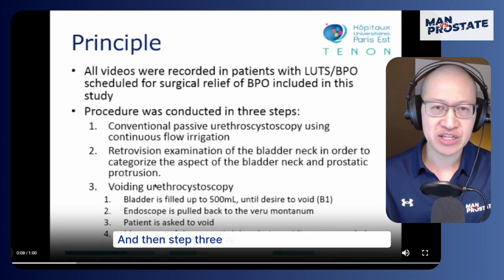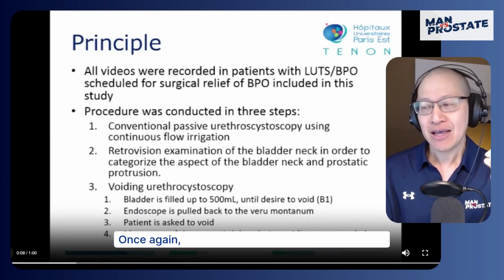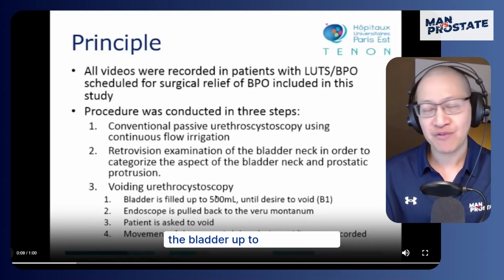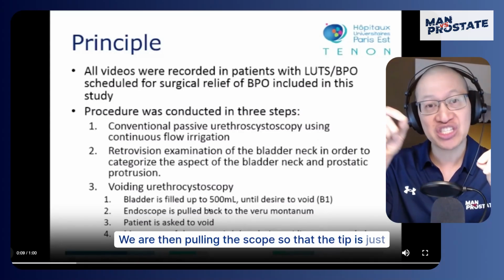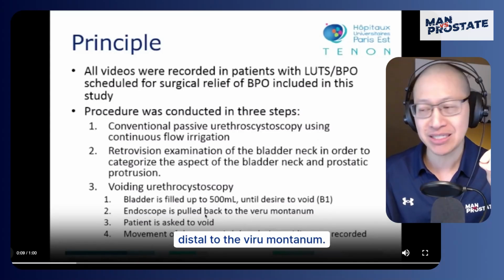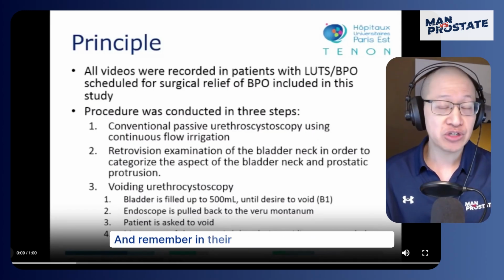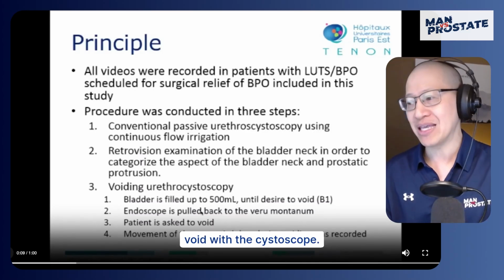And then step 3 is a voiding urethrocystoscopy. Once again, seeing things dynamically. We're filling the bladder up to 500 milliliters. We are then pulling the scope so that the tip is just distal to the verumontanum. And then we're asking the patient to void. And remember, in their study, over 80% were able to void with the cystoscope in place.